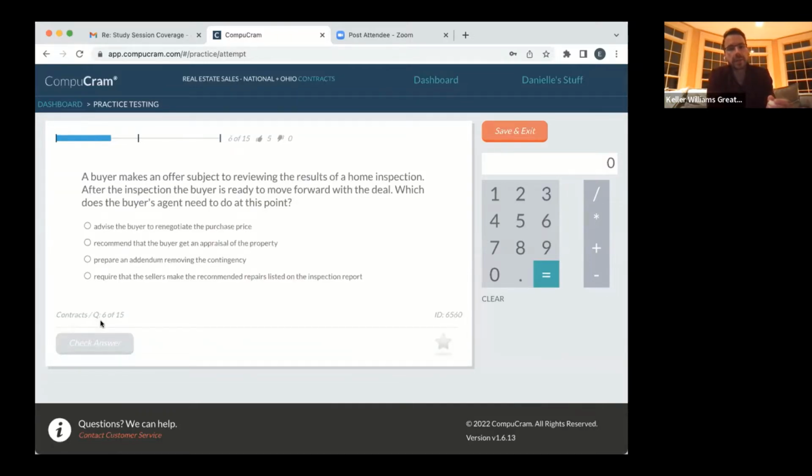Next one, a buyer makes an offer subject to reviewing the results of a home inspection. After the inspection, the buyer is ready to move forward with the deal. Which does the buyer's agent need to do at this point? A, advise the buyer to renegotiate the purchase price. B, recommend that the buyer get an appraisal of the property. C, prepare an addendum removing the contingency. Or D, require that the sellers make the recommended repairs listed on the inspection report. Go ahead and type in your answer.